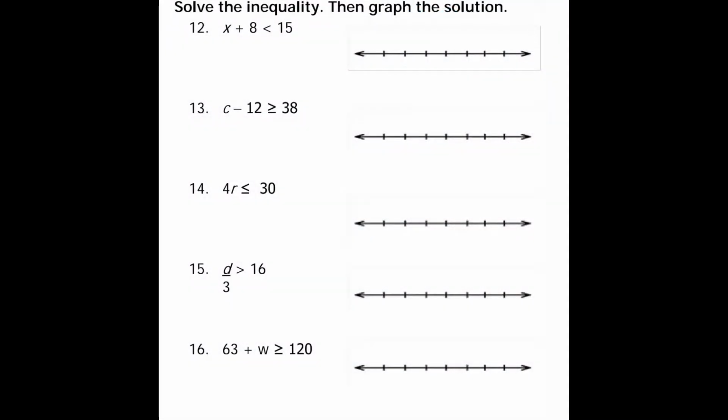Number 12. x plus 8 is less than 15. So I'm going to first solve the inequality. Remember, we're solving these inequalities just like we would any regular equation, using our inverse operation to isolate the variable. x plus 8 is less than 15. I'm going to subtract 8 from both sides. Subtract 8 from both sides. x is less than 7.